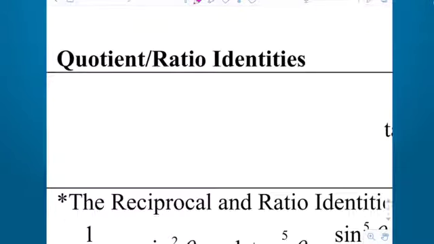All right, let's learn another set of identities. These are called the quotient identities or the ratio identities. Interchangeable. Quotient or ratio identities. Now you have to memorize these. No, you don't. You know why? Because you already know them. Here's what they say.